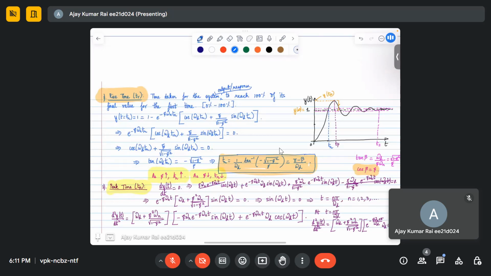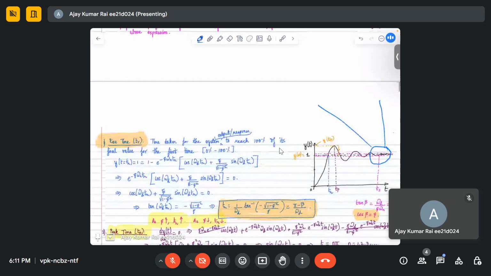So you can put y of t, because this band is like 2%, right? You're finding the overshoot, right? So let me zoom here. What is happening here? I'm just zooming this portion, right? So this is your band. Let's suppose this is your 2% band. This is the one value. At infinity, your output will reach this value.